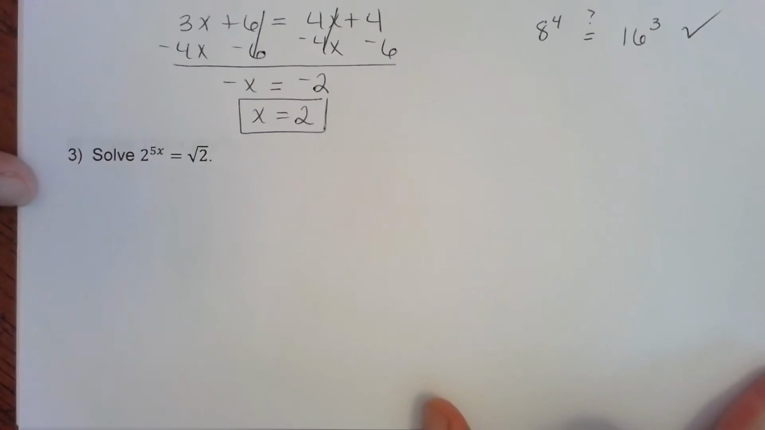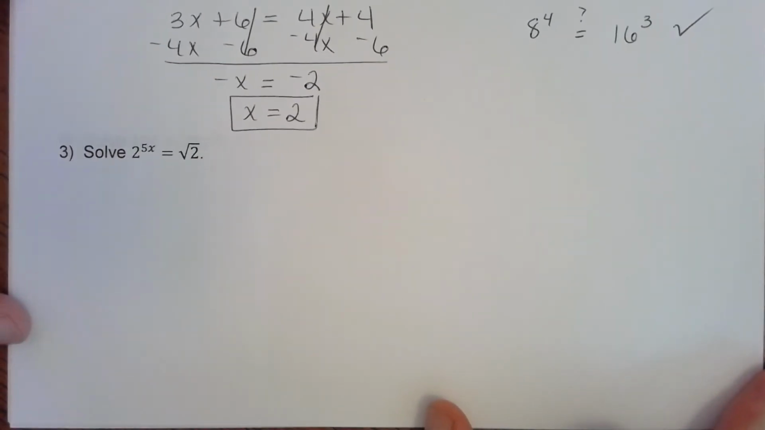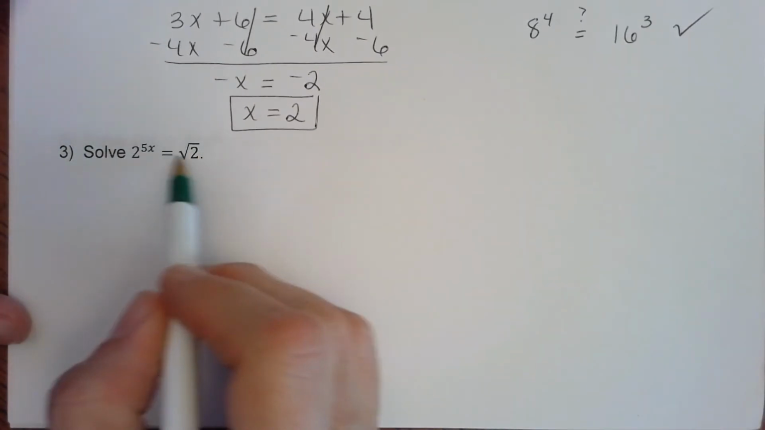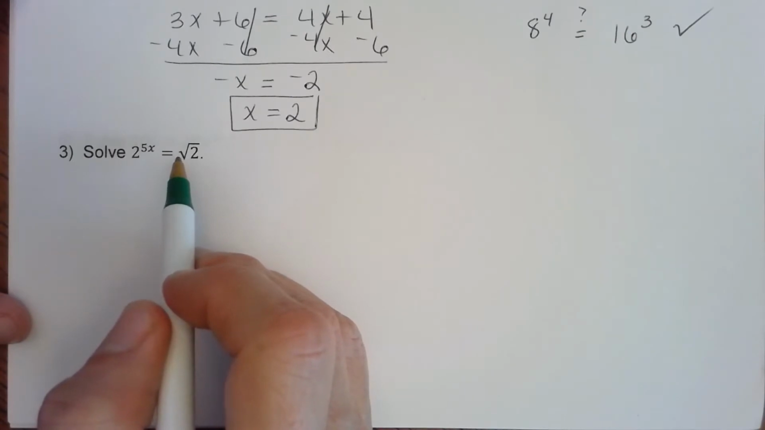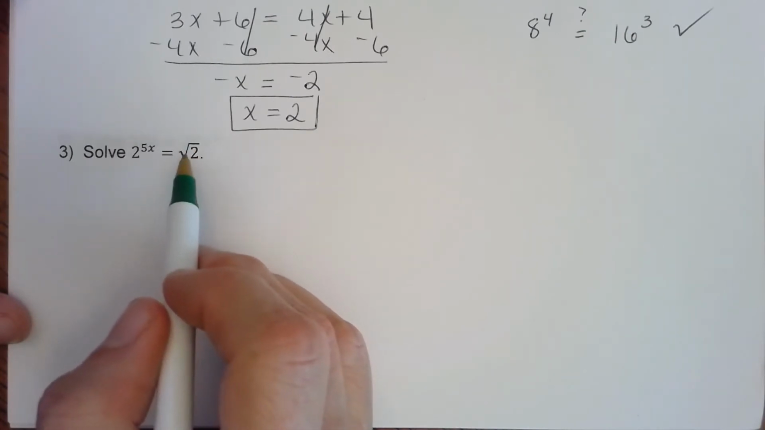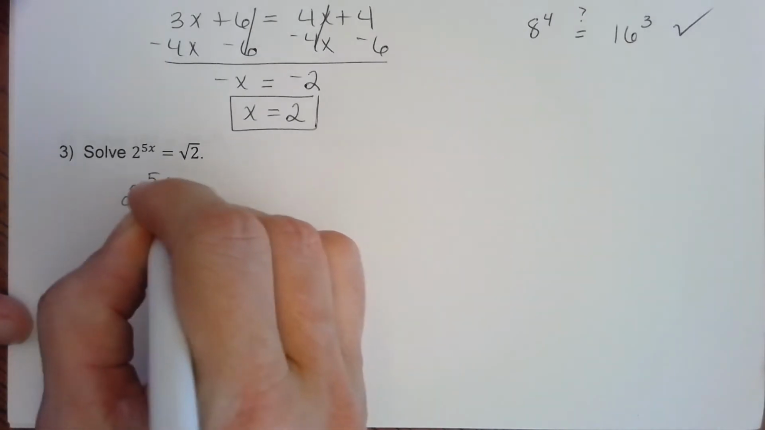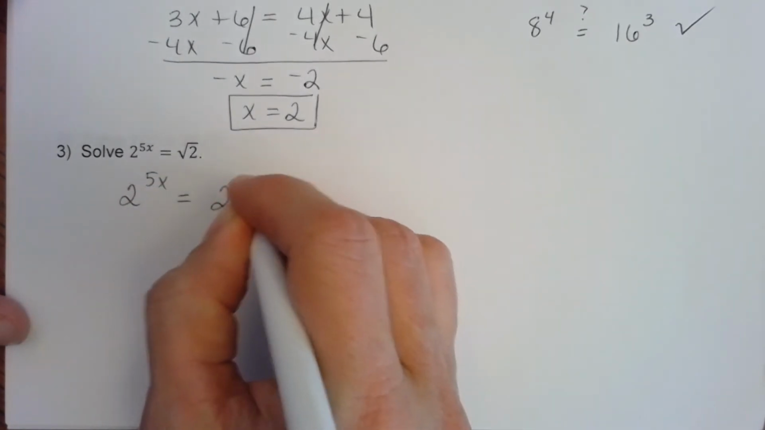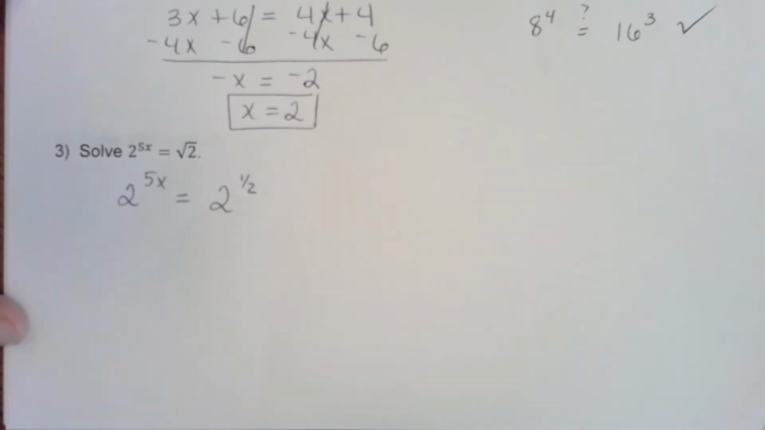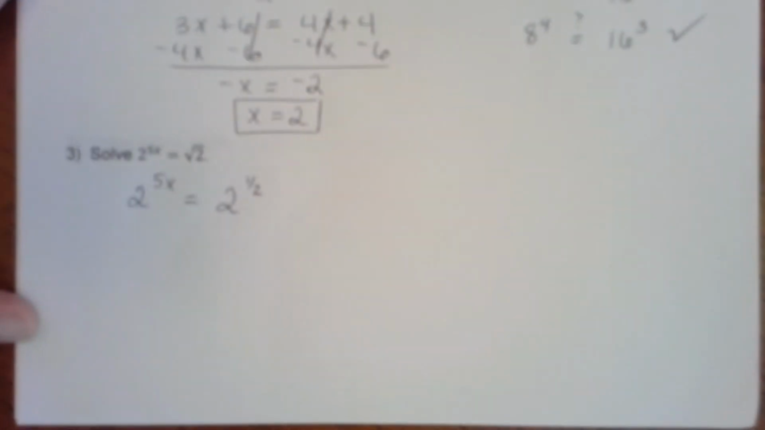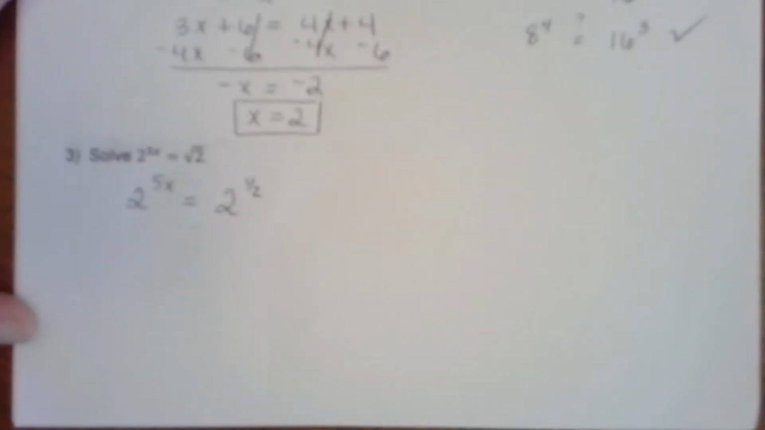So how about this next one? This one you have to remember what a square root means in terms of a power. Remember, a square root is the same as the power of 1/2. So we have 2 to the 5x is equal to 2 to the 1/2 power. Well, now we have the same bases.